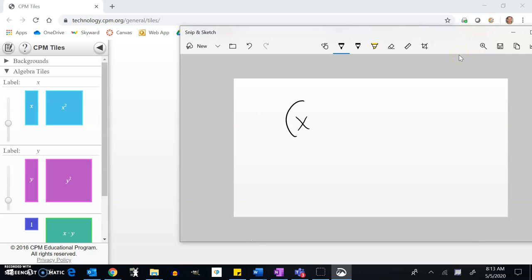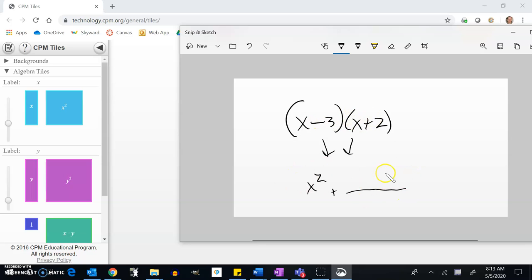So let's take something that's already in factored form. Let's say we have x minus 3 times x plus 2. What I want you to do is multiply this out, so go the opposite direction. What does that become? Like x squared plus blah, blah, blah. So here it is in factored form. We want to put it into what we call standard form.